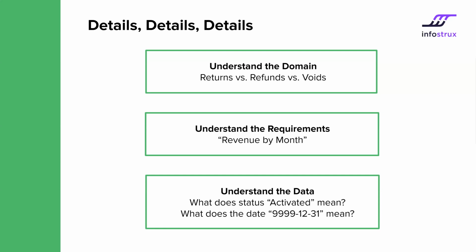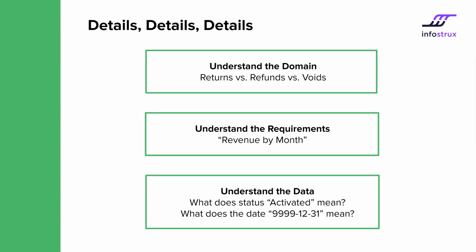So understanding the data means really understanding questions such as, what does status activated mean? What does the date 9999-12-31 that we saw in the database mean? What does it mean altogether when the status says activated and the activated date says 9999-12-31? There are lots of permutations, lots of combinations that have to be analyzed and properly comprehended in order to start working with the data. So this is about the details that data engineering has to go into.